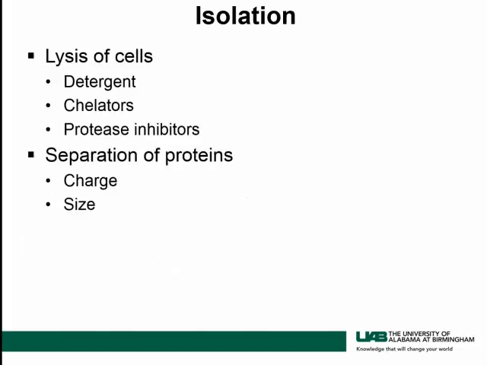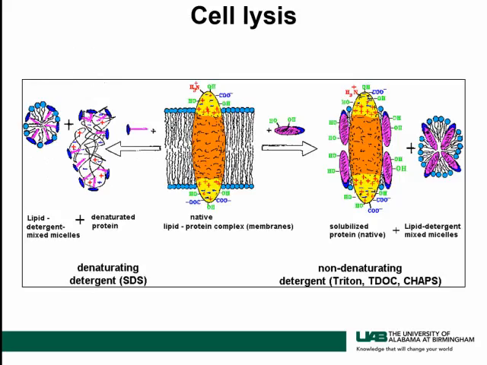Let's begin with isolation. When you lyse cells, you use three things in your buffer: detergent, chelators, and protease inhibitors. Detergent is to lyse the membrane. Chelators are to remove all the metal ions that might be necessary to activate proteins. And protease inhibitors are used to prevent proteases from chewing up the proteins of interest. And then for separation of proteins, you can separate them based on charge and based on size.